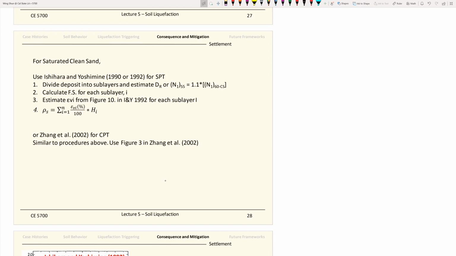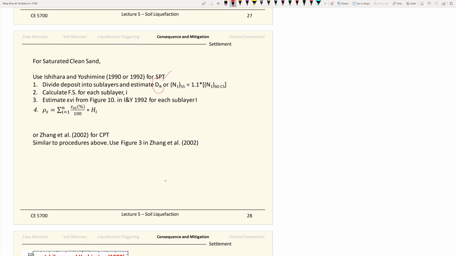And anyways, Ishihara at that time was at the University of Tokyo, so they have quite a bit of good work at UT, University of Tokyo. And he, Ishihara and Yoshimi, come up with this method, this engineering procedure. First, you divide your deposit, which means the liquefiable layers, into sublayers, and estimate the relative density. So the D sub r here is the relative density, and the N1,55.